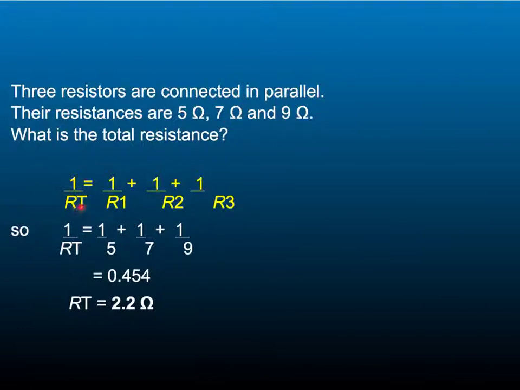The total resistance, or 1 over RT, is equal to 1 over R1 plus 1 over R2 plus 1 over R3. 1 over RT equals 1 over 5 plus 1 over 7 plus 1 over 9. This is equal to 0.454. However, that's not the answer. Don't forget, that is equal to 1 over RT. So in order to get RT, you need to do 1 over 0.454, and that gives us a resistance of 2.2 ohms. Notice that this is lower than any of our resistors.